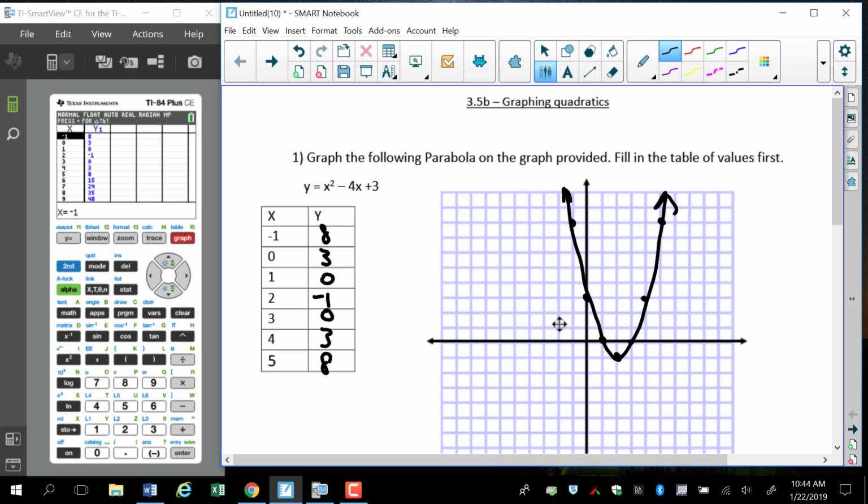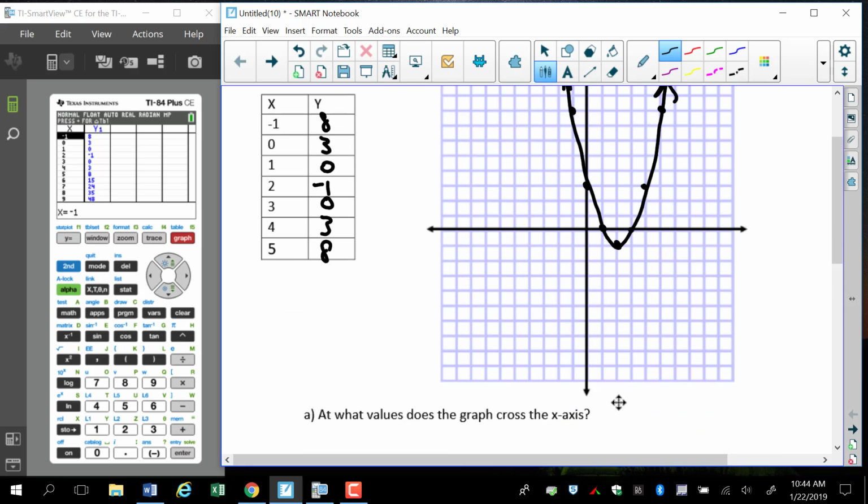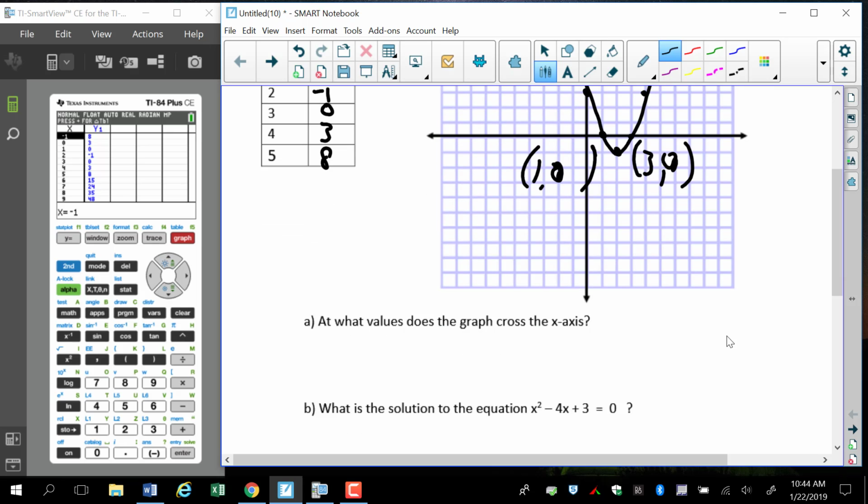All right, so this is what you should have as far as filling in the table of values and the sketch of the first parabola. What values cross the x-axis? And what you should notice is it crosses the x-axis at, over here, (1, 0) and (3, 0). Okay, and you can see that right over here as well.